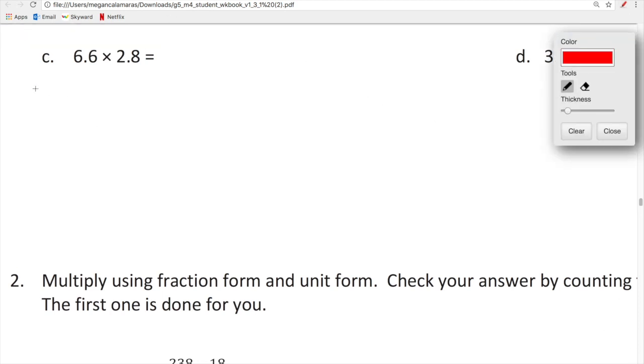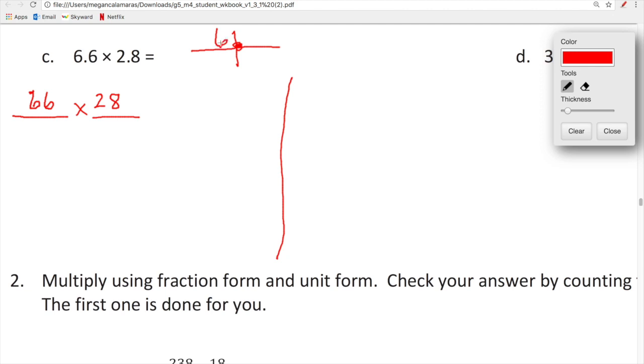Okay, so here we go. So we have 6.6 times 2.8. Remember, we're going to do fraction form first and then unit form, so I'll just divide this space. And this is going to be fraction form. So 6.6 as a fraction is going to look like 66 over something times 28 over something. So 6.6. Let's think about what that looks like on a place value chart. 6.6. We can rename 6.6 as 66 tenths.